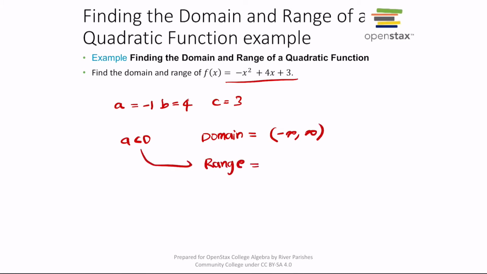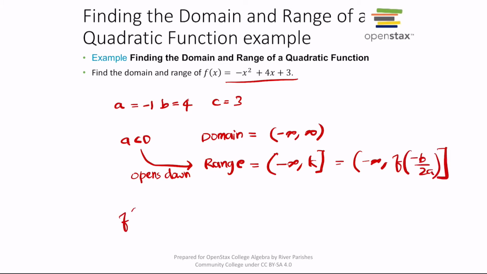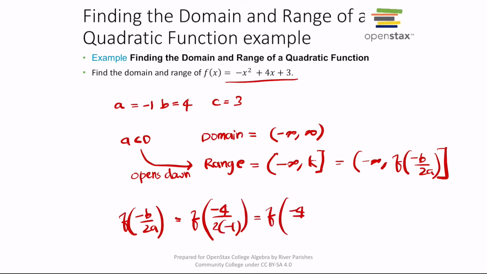Range, we know that a is less than 0, so it opens down. So from that we can say that if it opens down, the range is from negative infinity comma k. How do you find k here? It is written as negative infinity comma f of minus b by 2a. So let's find f of negative b by 2a, which is f of negative 4 by 2 times negative 1, which becomes f of negative 4 by negative 2. So it becomes f of 2.